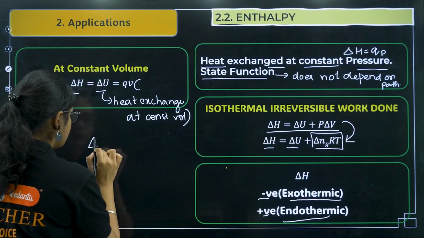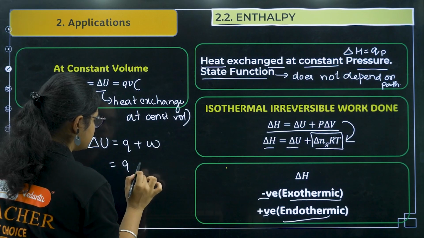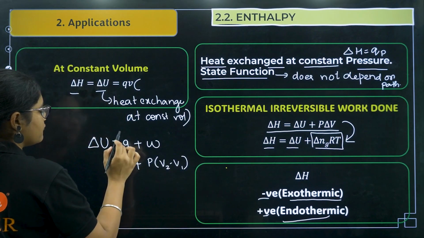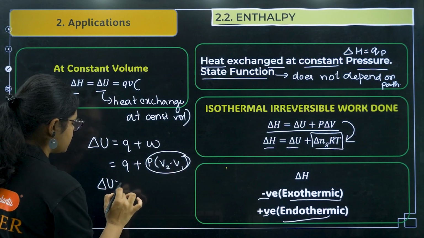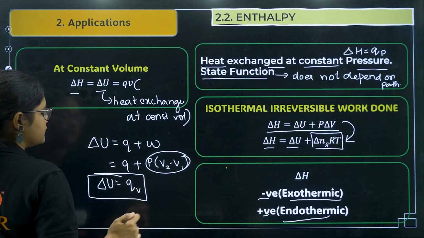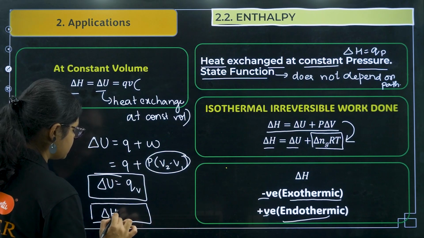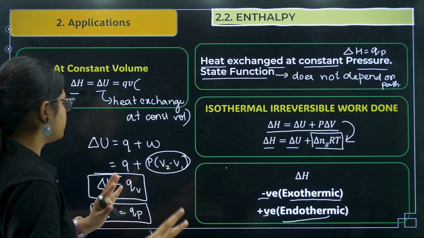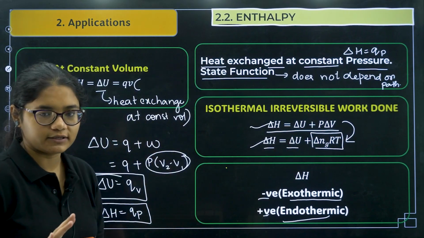Now how am I getting this one? See, delta U is equal to Q plus W, right, and Q plus W can be written as P into V2 minus V1. If volume is constant, then this part will become 0, so I can write delta U is equal to Q. V represents that it is at constant volume, okay. So delta U is equal to QV, and delta H is equal to QP, heat exchange at constant pressure, okay. So here, what are the two things that you need to remember? These two formulas you need to understand.